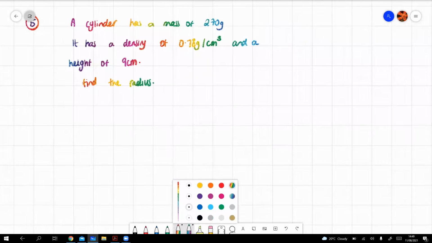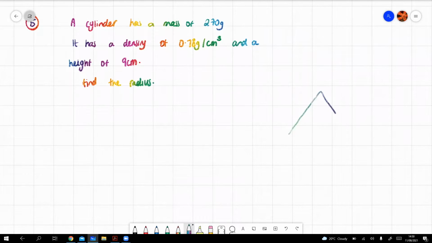So first of all, again, I'm just going to zoom out of here. What I would ask you to do in this situation is still to draw your little triangle out. So we've got mass, density, volume. In order to find the radius, we must know the volume first, because we can work out the radius if we know the volume. So let's have a look.